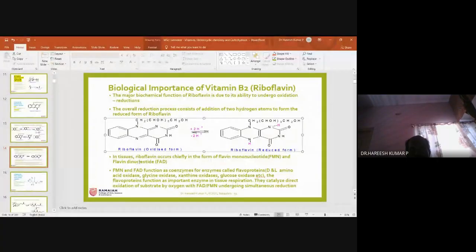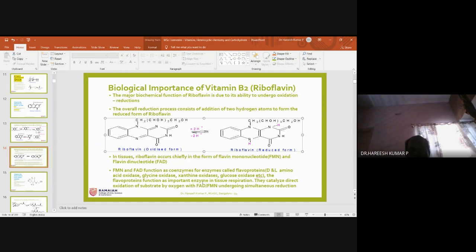In tissues, riboflavin occurs chiefly in the form of flavin mononucleotide, FMN, and flavin adenine dinucleotide, FAD. FMN and FAD function as coenzymes for the enzymes called flavoproteins. D and L amino acid oxidase is one flavoprotein. Glycine oxidase is another flavoprotein, xanthine oxidase is another, and glucose oxidase is another.